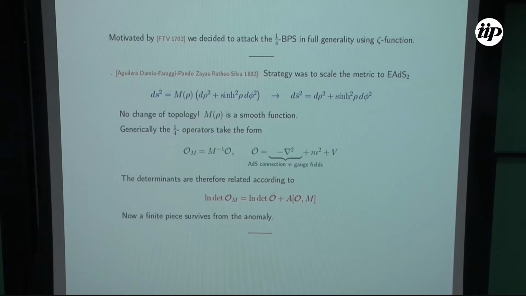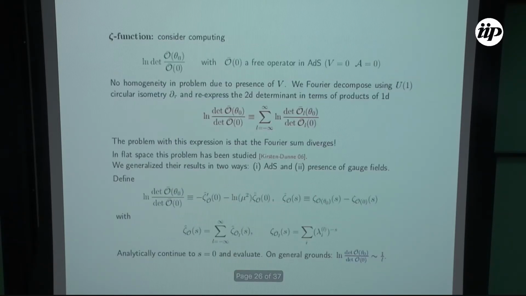Okay, so we wrote the operators on the deformed Wilson loop as Weyl scaled to pure AdS. This involved corrections of the potential, you can do that. And now the determinant we want to compute is the determinant on AdS plus the anomaly piece arising from this Weyl transformation. So how do we compute? We computed it with zeta function.